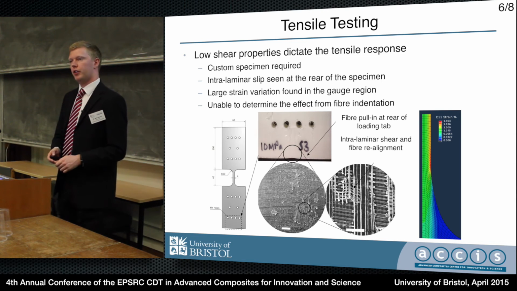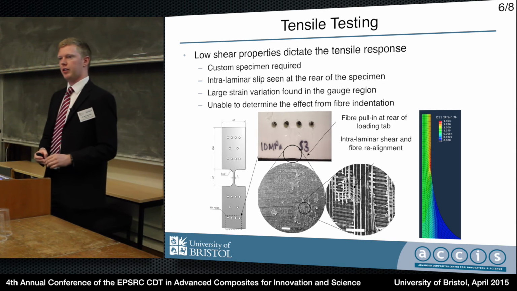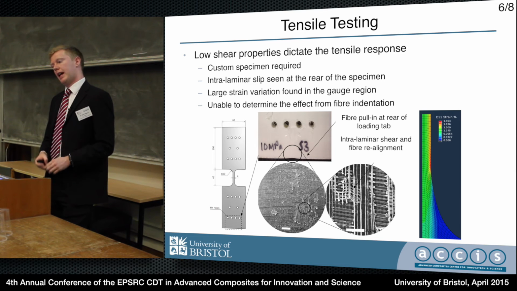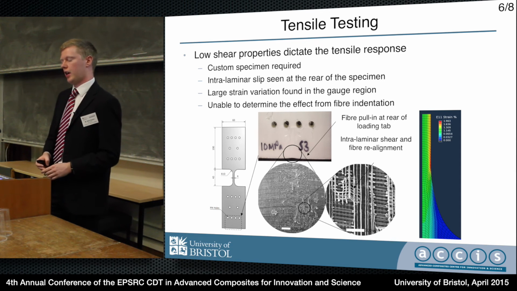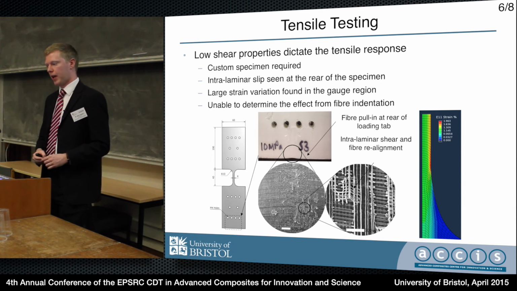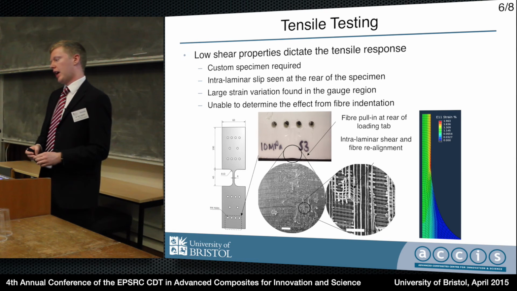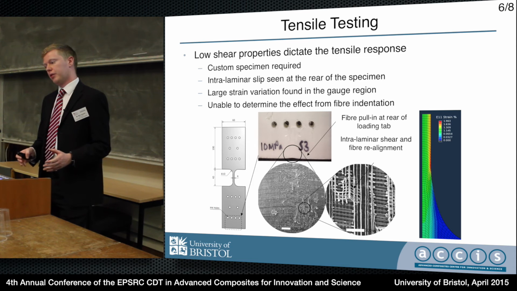I then went on to do some tensile testing, and the low shear properties dominated my tensile testing. As you can see, I have to do custom tensile specimens in order to get the load into the gauge region in order for it to fail in a tensile manner. And it did fail in the tensile manner in the gauge region, but at the rear of the specimen, I noticed some pull-in of the fibers from quite a large distance away, and this can be seen in the image in the center there.